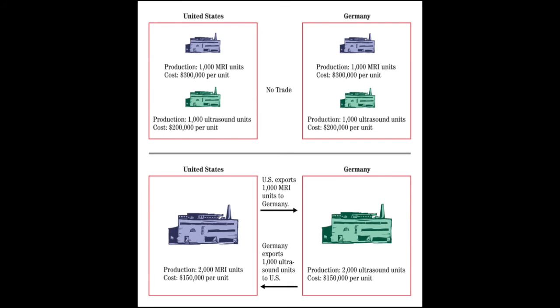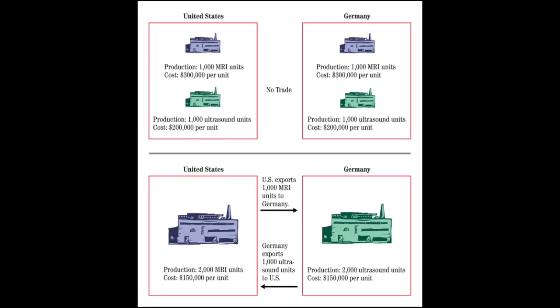The top panel of this figure illustrates a situation where two countries, the United States and Germany, have the same technology and can produce the same number of MRI equipment and ultrasound equipment with the given amount of resources. Both countries also produce both goods at the same cost: $300,000 for an MRI machine and $200,000 for an ultrasound scanner.